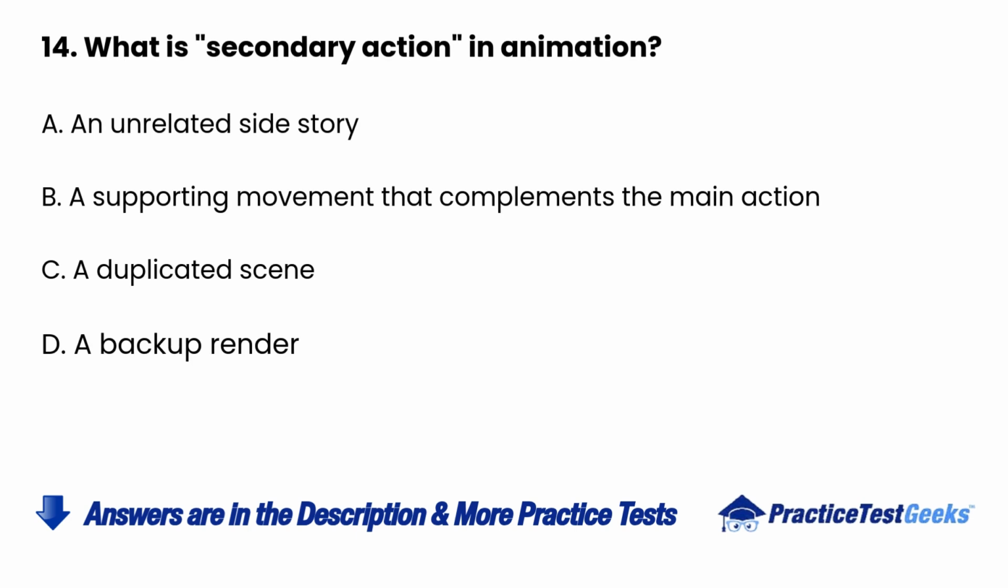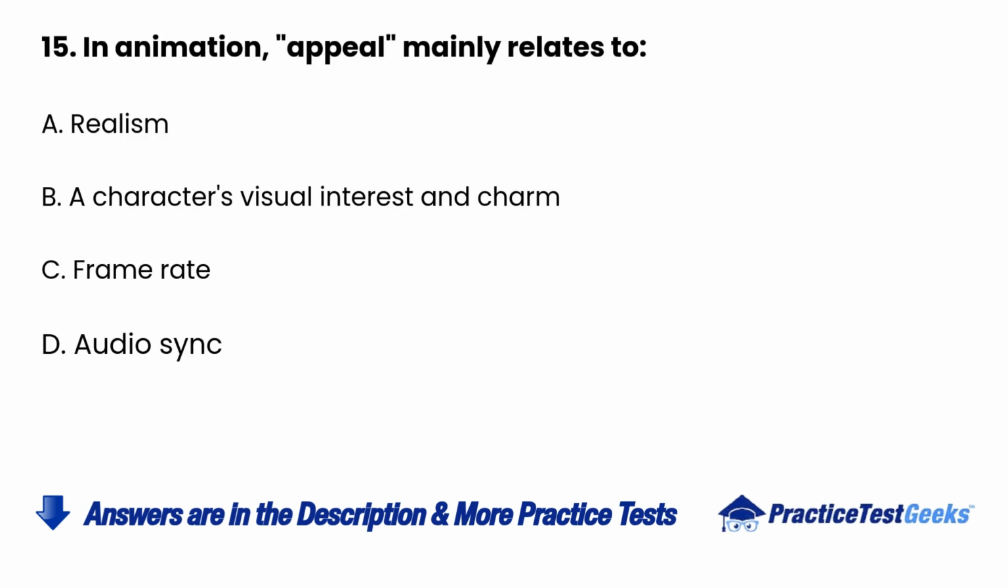14. What is secondary action in animation? A. An unrelated side story. B. A supporting movement that complements the main action. C. A duplicated scene. D. A backup render.